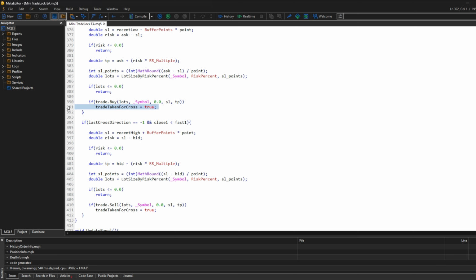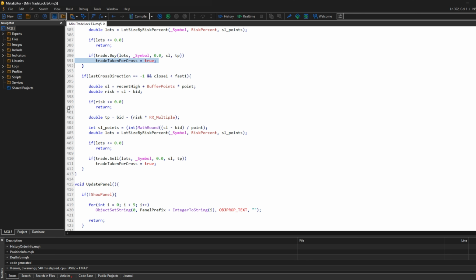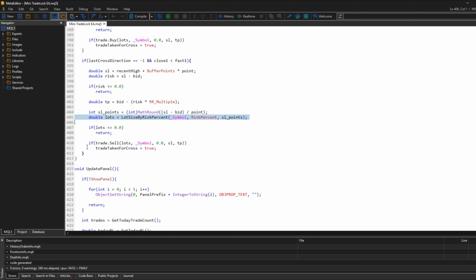And then we do the same thing for the sells. For a sell, the cross direction must be sell and candle 1 must close below the fast EMA. The stop loss goes above the recent high with a buffer, and the risk is calculated from the stop loss down to the bid price. The take profit is placed below the entry using the RR multiple, and then we calculate the lot size based on the risk percent. If everything is valid, we open the sell trade and we mark the cross as traded.